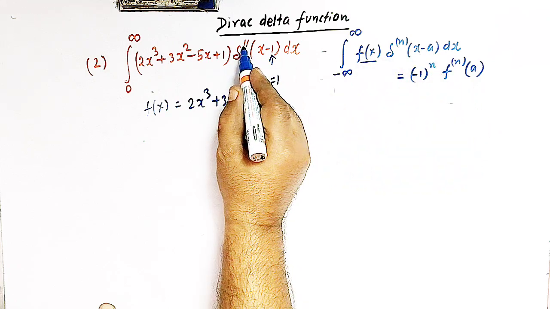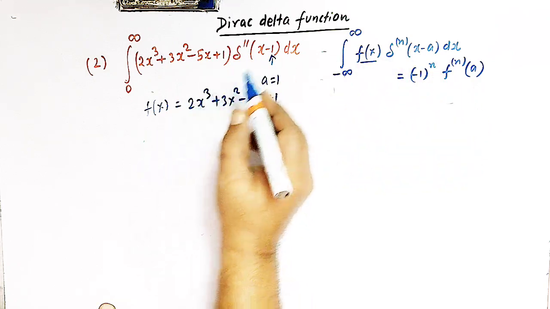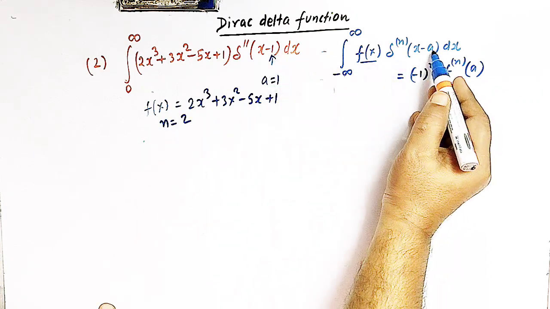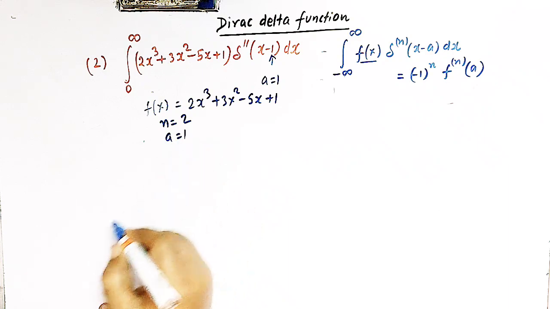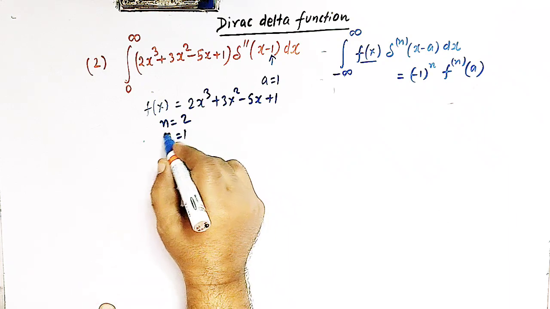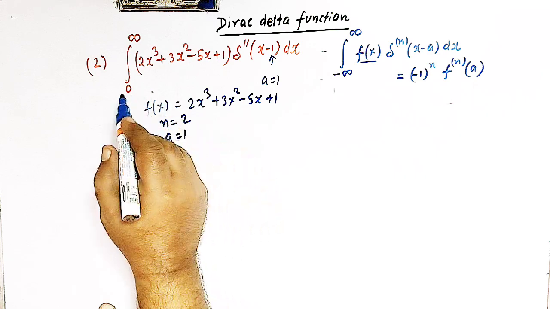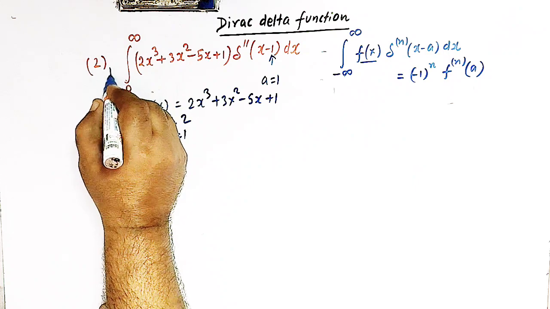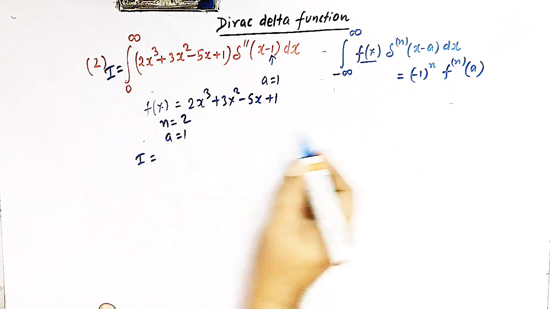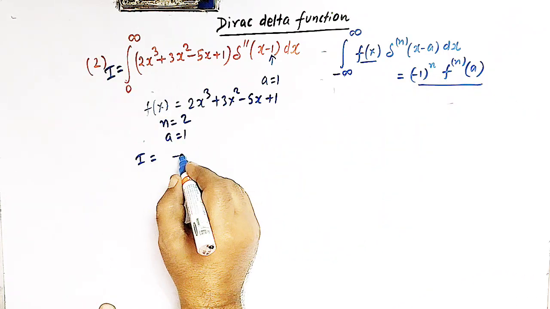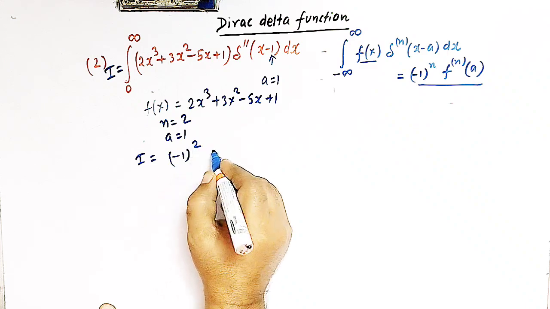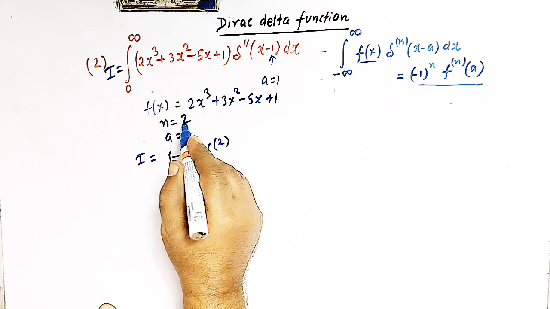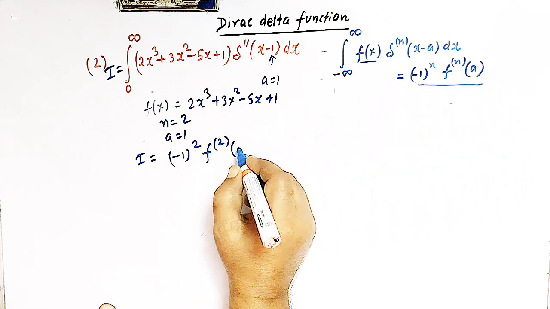And here we have the second derivative of delta function. Here we have the double prime, so the value of n is 2, and the value of a is equal to 1, and we can easily see that this point a is equal to 1 belongs to this domain 0 to infinity, right? So the value of this integral is equal to this expression. So we have minus 1 raised to 2, and then f, and here the second order derivative, that is n is equal to 2 and a is equal to 1.